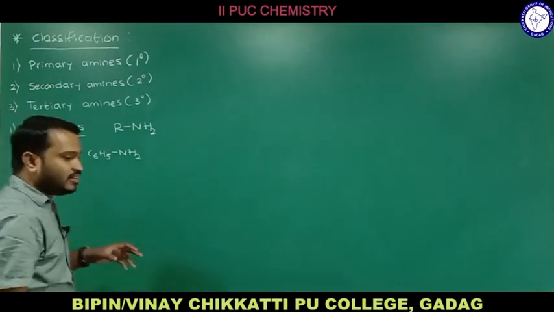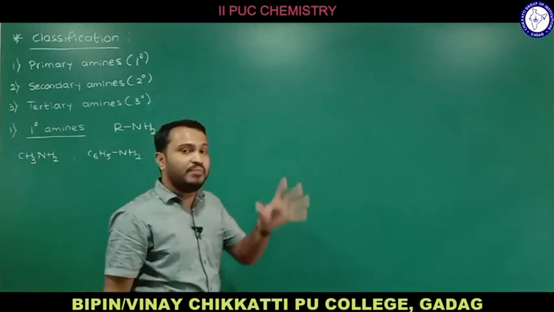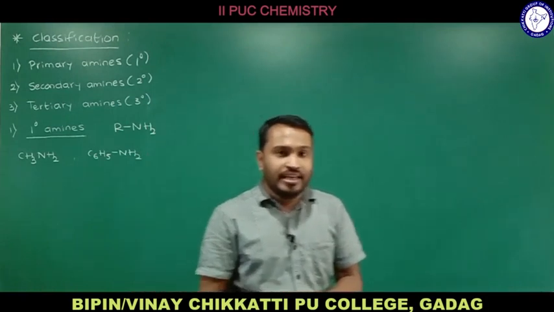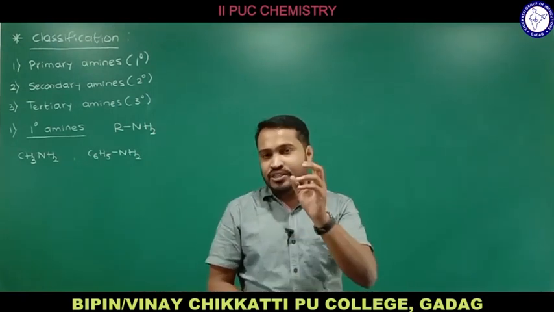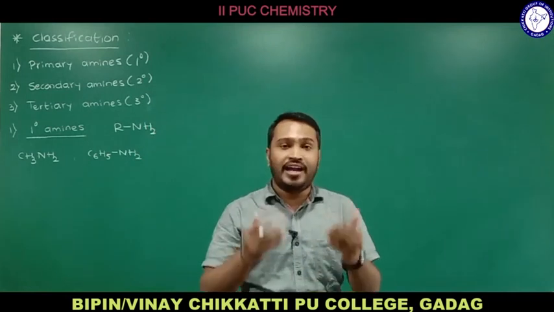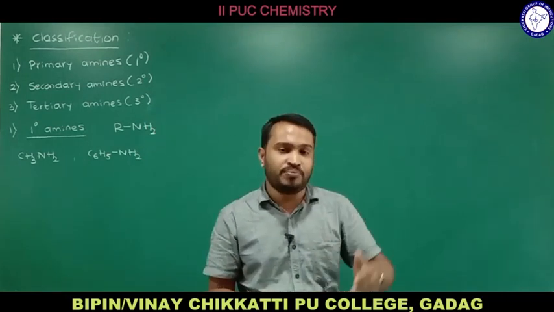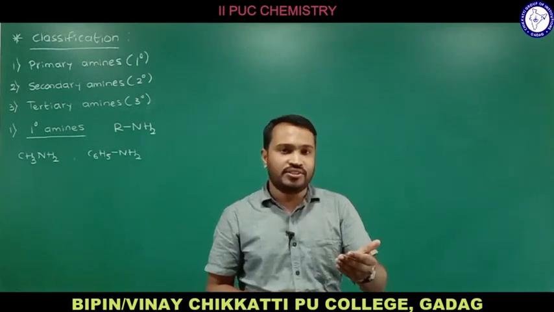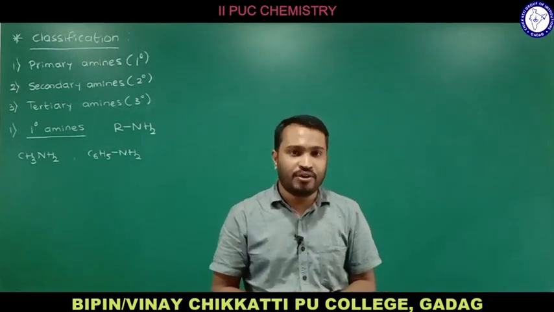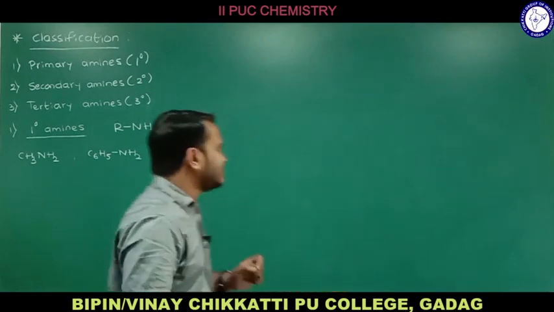So these two are the examples that belong to primary amine. Now you need to know how to identify the primary amine. You need to observe how many hydrogens are going to be replaced from the original ammonia, and based on that you are supposed to consider whether it is a primary amine or not. Now we will see the second type.